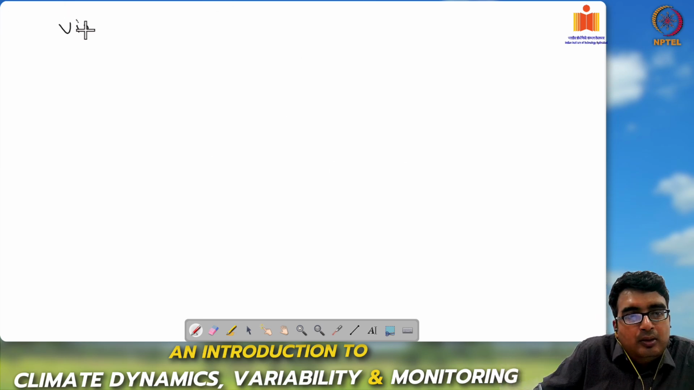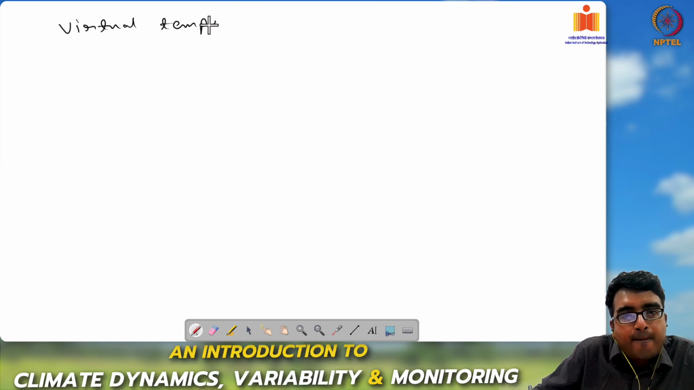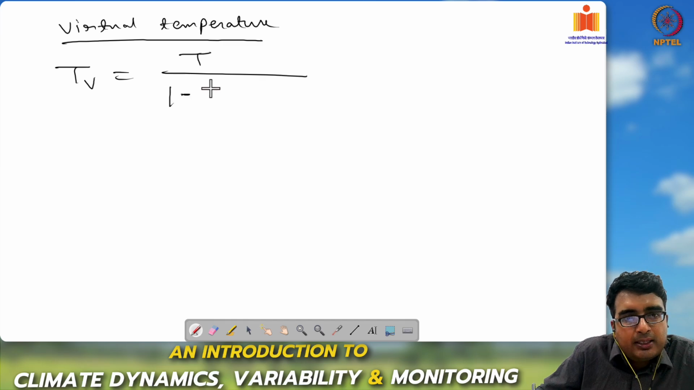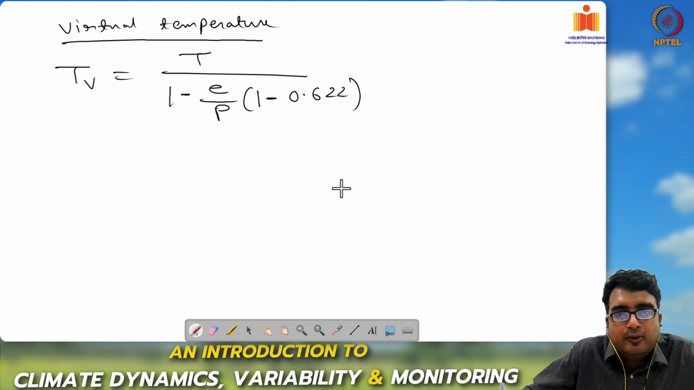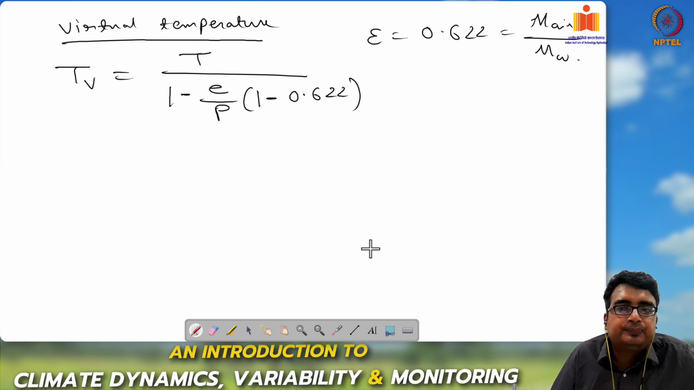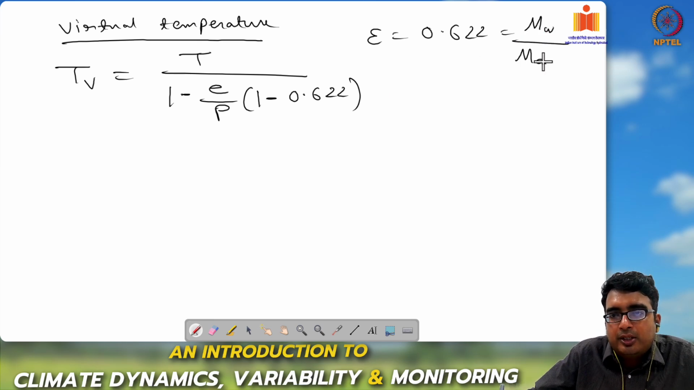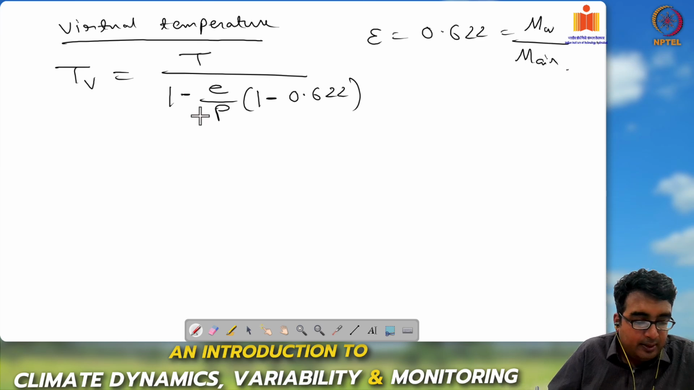So the virtual temperature is Tv equals T by 1 minus E by P times 1 minus epsilon, where epsilon is 0.622, which is the molecular weight of water by molecular weight of air. Okay. Sorry, I said it the wrong way round earlier, that was incorrect. So this we have derived just right now.